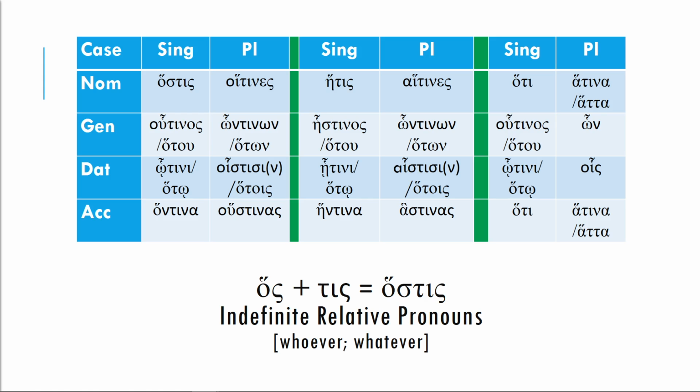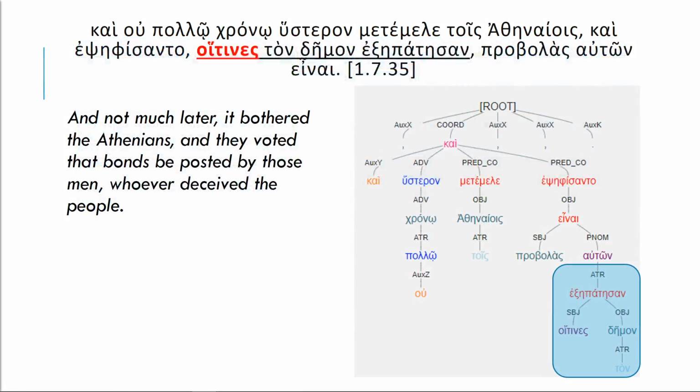So it's very, very easy to spot. You've got the rough breathing, you've got the accents, you've got tis tina. So you shouldn't have any problem seeing this or being comfortable with this. So here's an example: and later, by not much, it was a care to the Athenians. So it bothered the Athenians, and they voted that bonds be posted by those men. Which men? Whoever, hostines, deceived the people.